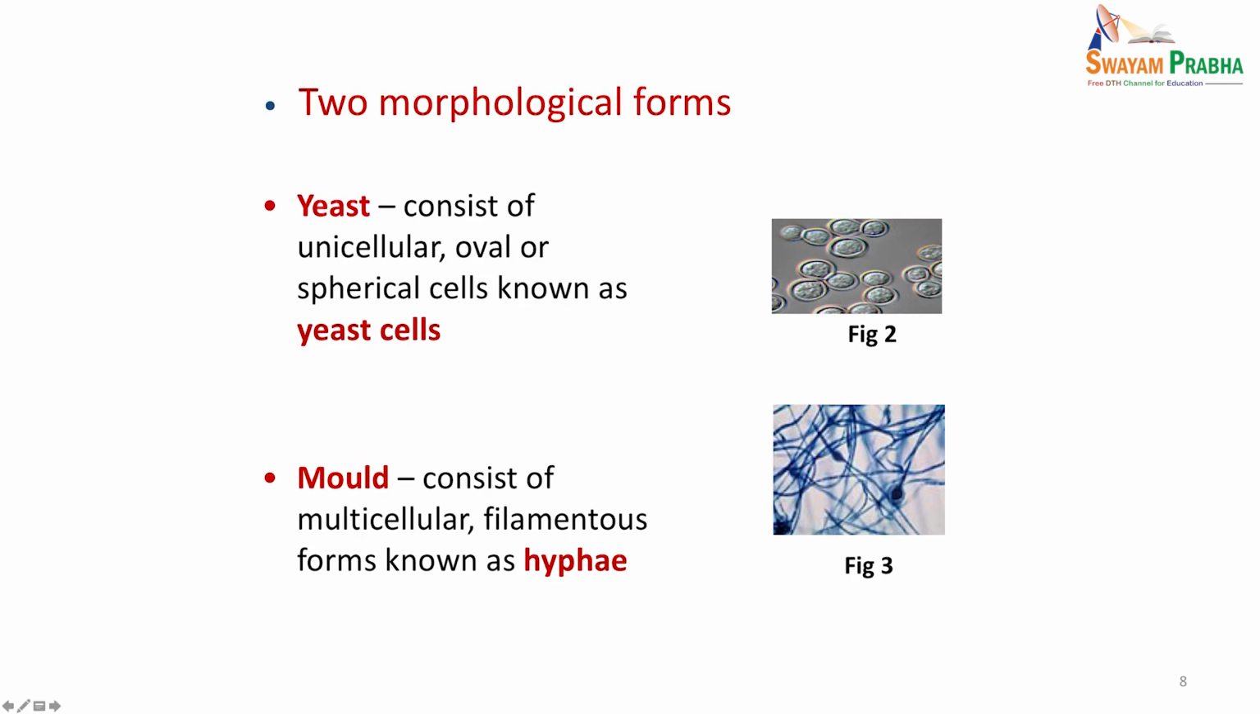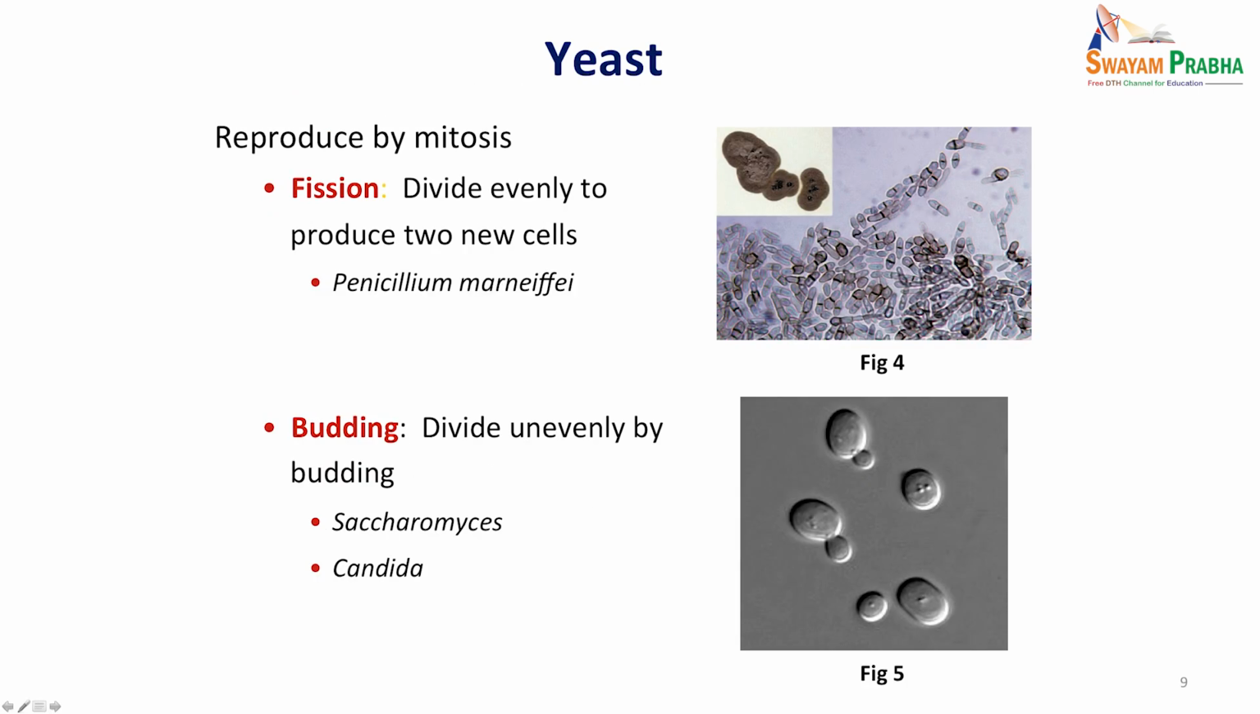Two morphological forms are mainly seen. One is yeast, which is unicellular, with oval or spherical cells. Or they could be molds, which are multicellular and usually filamentous forms, and these individual filaments are known as hyphae. The yeast reproduce by fission, that is, a central septation could be there which produces two such yeasts. This occurs in Penicillium marneffei. Or they could reproduce by budding, that is, uneven small buds which come out. This occurs in Candida and Saccharomyces.